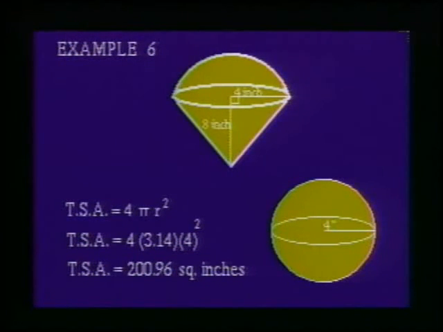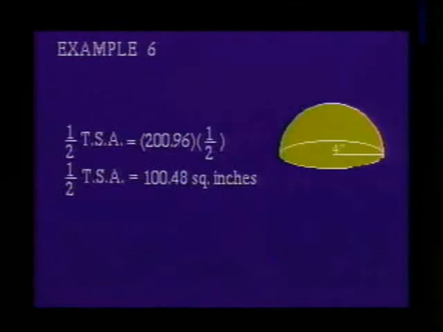The formula for the total surface area of a sphere is 4 times pi times r squared. Substituting 4 for r and using 3.14 for the value of pi, we find that the total surface area is equal to 4 times 3.14 times 4 squared, which is equal to 296 square inches. Because we have a hemisphere instead of a sphere, remember to multiply 296 by 1/2, which gives 148 square inches for the surface area of the hemisphere.